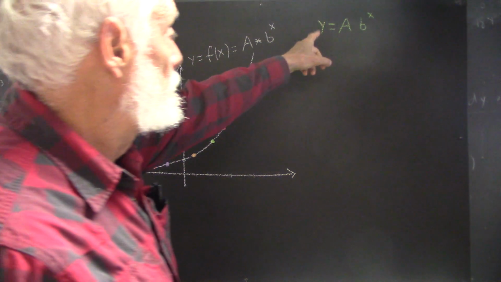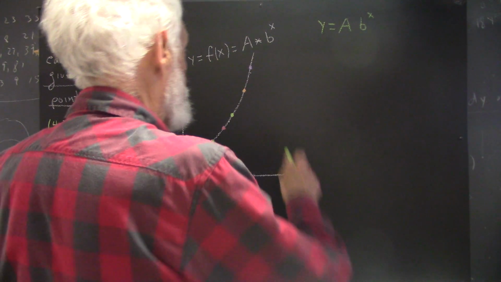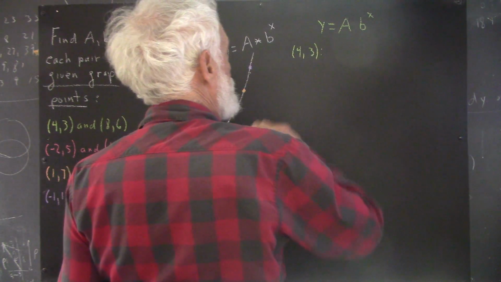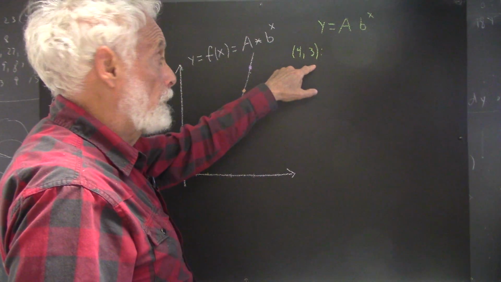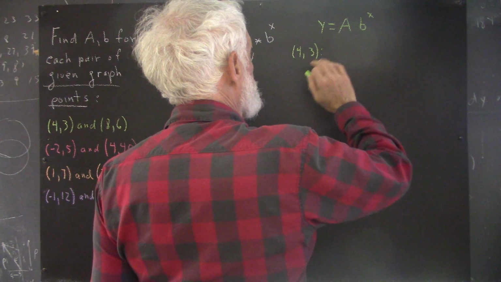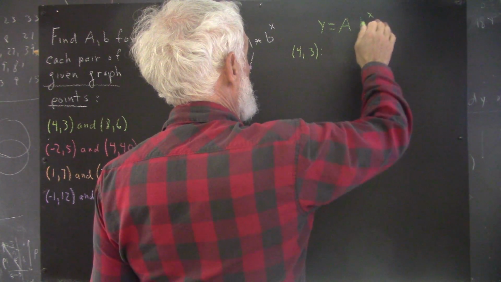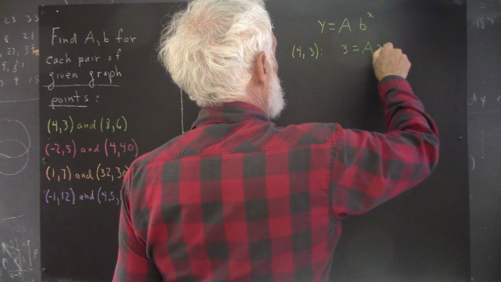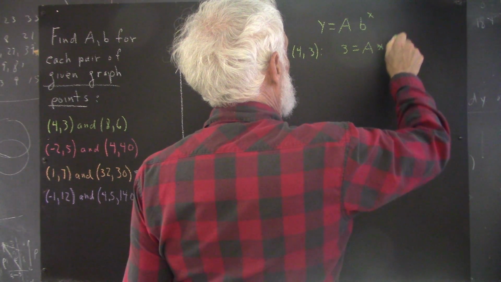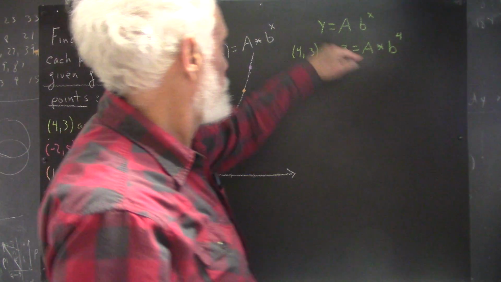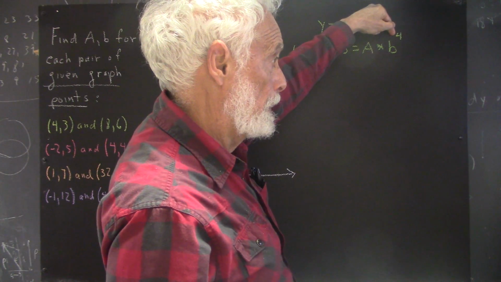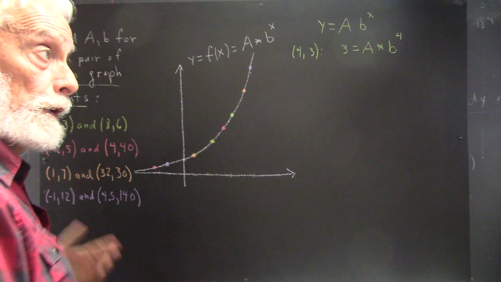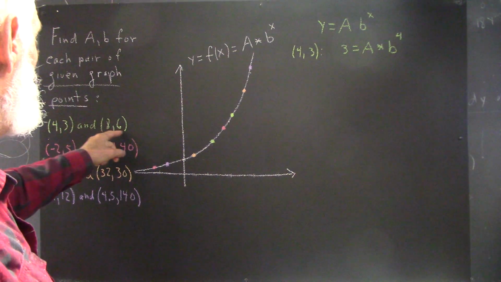And I'm actually going to do that for the first 2 points. So, I've got already in green written up here y equals a b to the x. The first point is (4, 3). Okay, well, 4 is the x value, 3 is the y value, so I can substitute 3 for y, 4 for x. So I have 3 equals a times b to the 4th. X value 4 has been substituted for x. The y value 3 has been substituted for y. Okay, perfectly good equation. Then I have the point (8, 6).